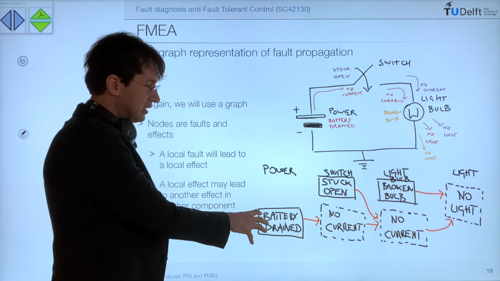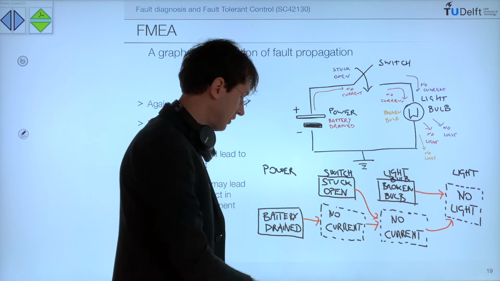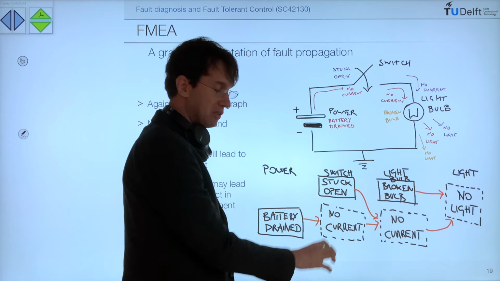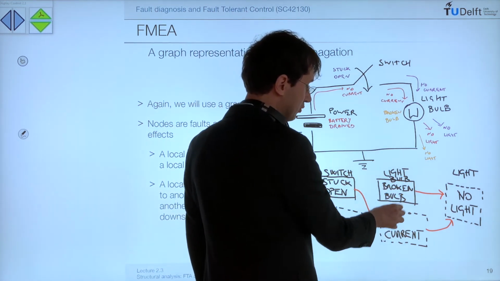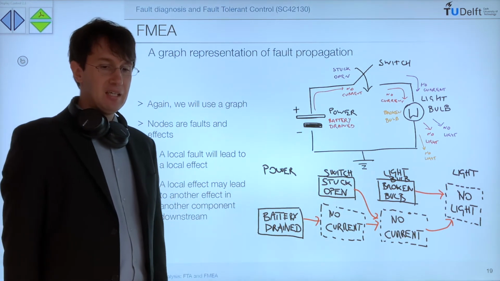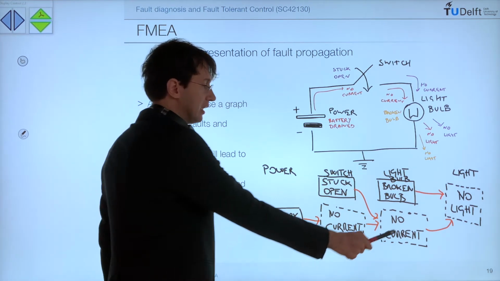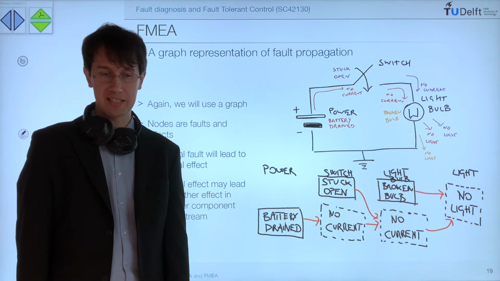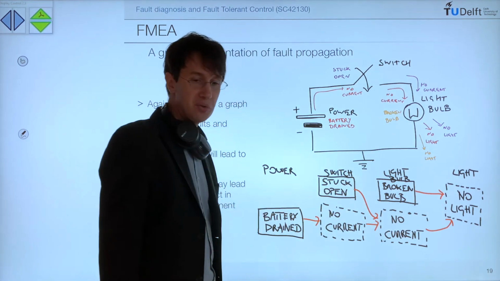So you see, interesting, the structure of this graph is that we have some parts that will merge. Battery drained, no current, is merging with stuck open, no current. And no current and broken bulb here will merge into no light at this level. So this tells us that an effect that we observe at the higher level has no unique explanation in this case. It is ambiguous.